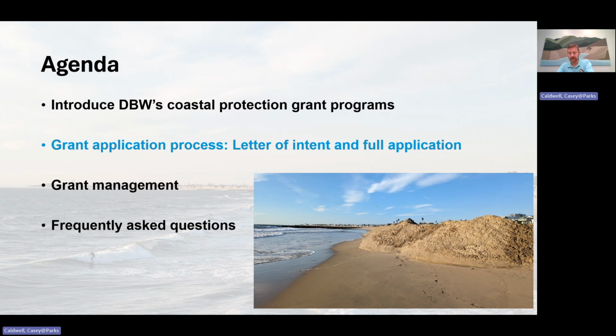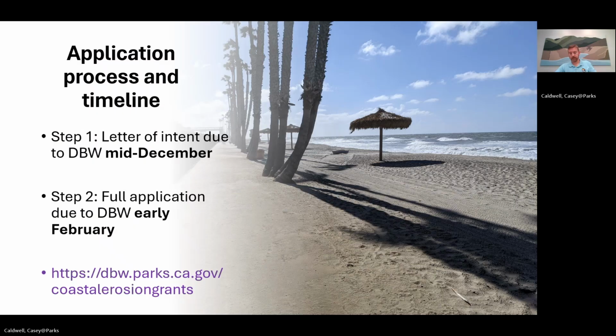The next part of this presentation will go over the grant application process, including the letter of intent and the full application. The grant application process for both programs has 2 steps. The first step is a brief letter of intent, which I'll discuss more in a moment.